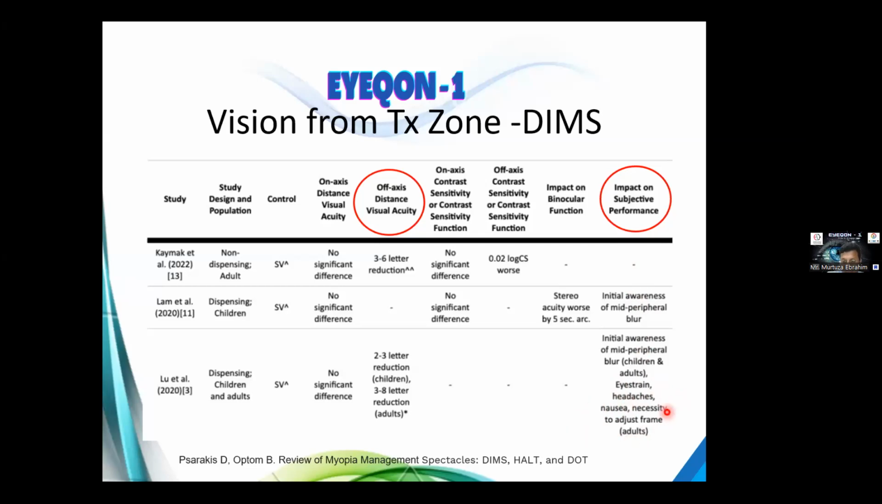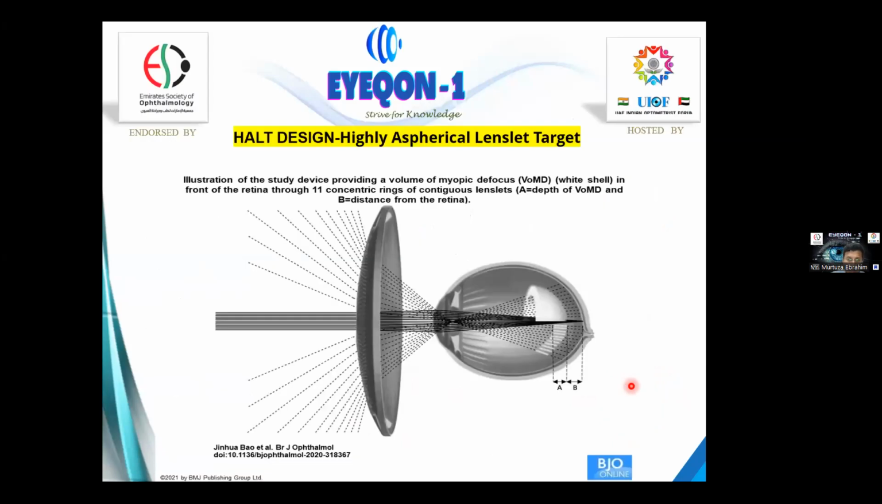So we need to keep this in mind when it comes to DIMS or when you're planning for myopia control in juvenile onset. Now going ahead, the next design which I would want to discuss is HALT design. Now this is a highly aspherical lenslet target, which is the concept, and basically it works on creating a volume of myopic defocus in front of the retina.